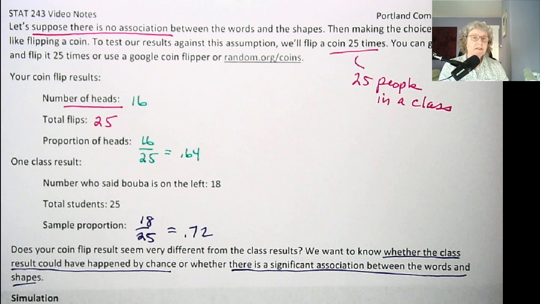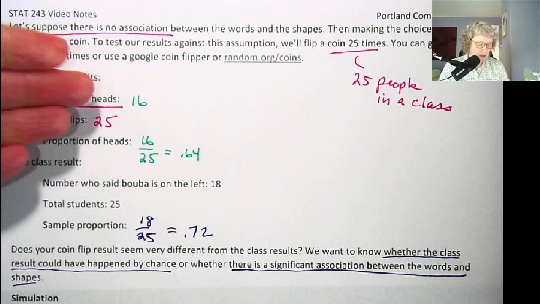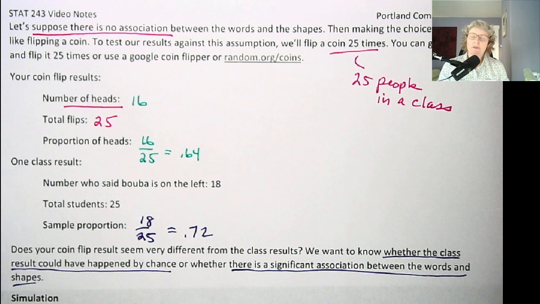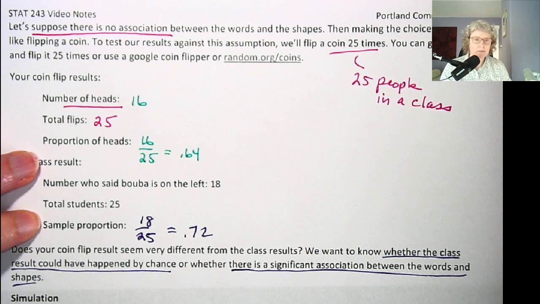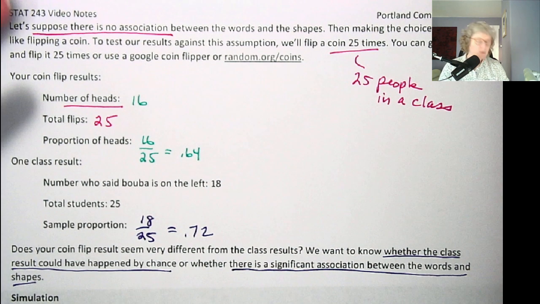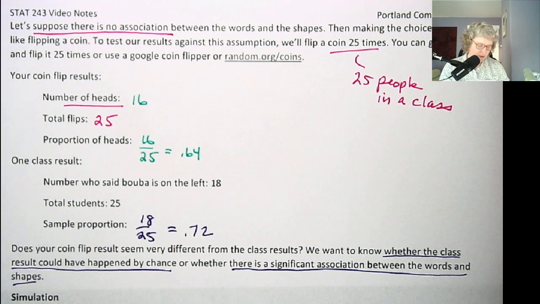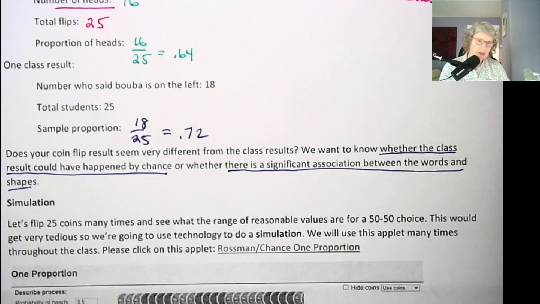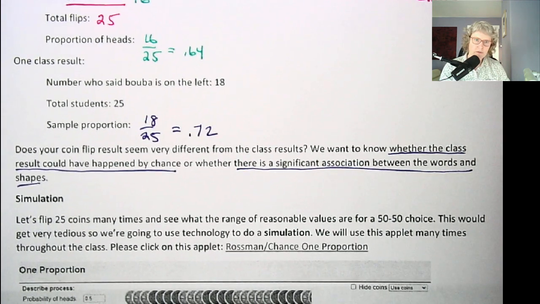To investigate this, we're going to flip 25 coins many times. Not just one time, where I got 64%, but many, many times to see what happens in the long run. We're going to use a lot of simulations in this class, so we're going to show you this the first time. The simulation works by flipping 25 coins many times so we can see the range of reasonable values for a 50-50 choice.